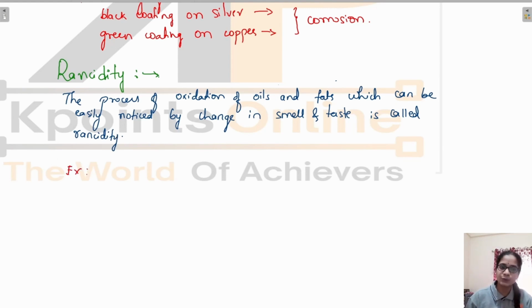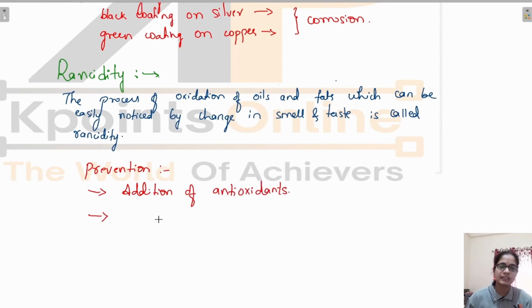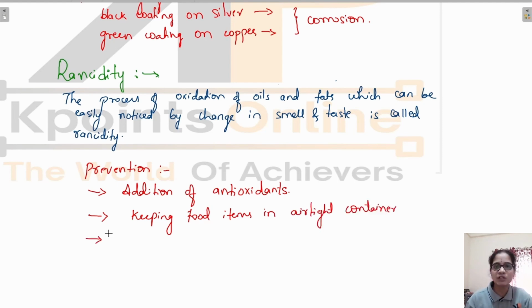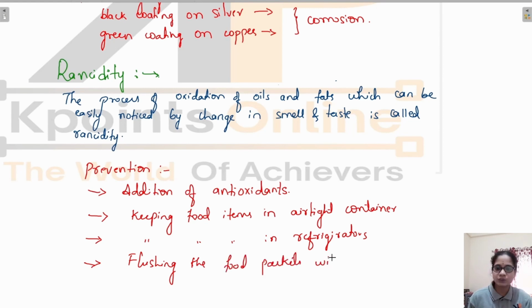Rancidity is caused by oxidation, so we have to add some antioxidants in order to prevent it. How do we prevent it? By adding antioxidants to the oils and fats, keeping food items in airtight containers so that they are not attacked by external air, keeping food items in refrigerators, and also flushing the food packets with nitrogen, as nitrogen gas prevents oxidation. This is how we can prevent rancidity.